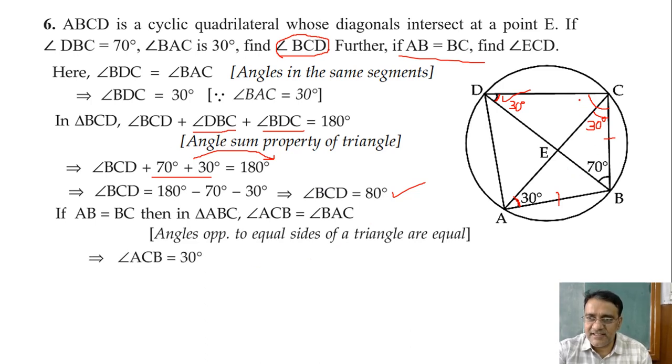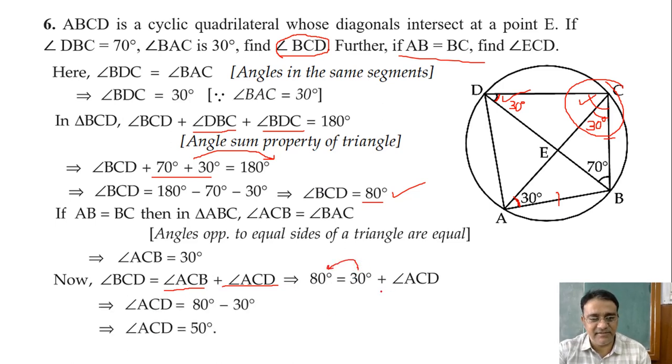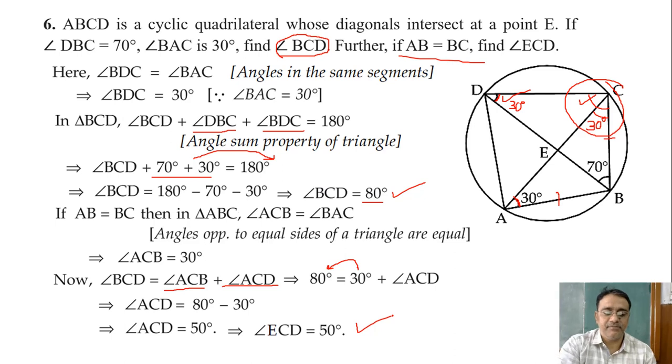Now how will you find this angle, ECD? Because this complete angle is 80 degrees we got. So ECD we can find by subtracting 30 degrees from 80 degrees. Okay, so angle BCD is equal to angle ACB plus angle ACD. Angle ACB we got 30 degrees, right? So angle ACD we will get 80 minus 30, that is 50 degrees. Now ACD and ECD are the same angle. Any doubt here? No, sir.